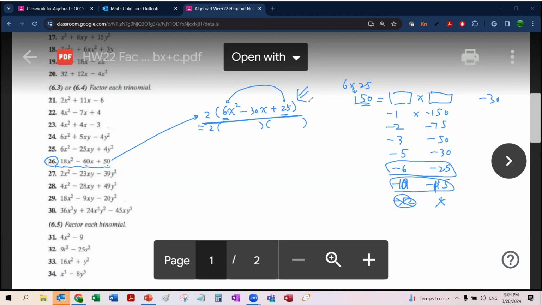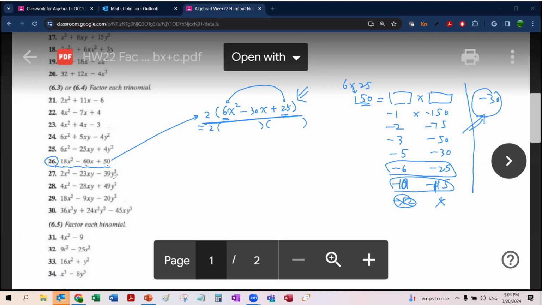Okay, so let's move on to another one. Keep in mind, if you find better answers, let us know. Currently, I just stop here. I didn't find any numbers that exactly match negative 30. All right, let's move on to 27.